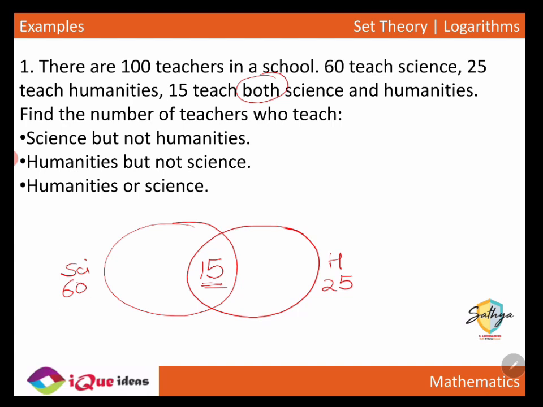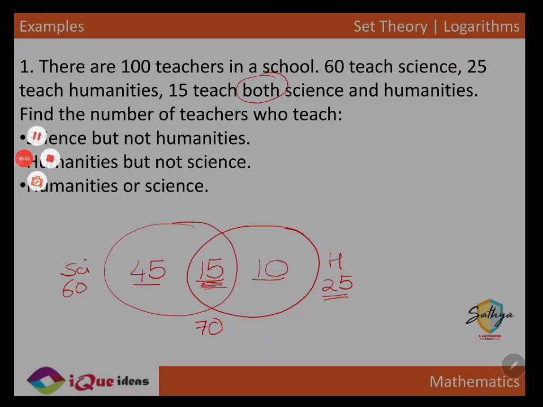So 60 minus 15, 45 teach only science. Similarly, out of total 25 humanities teachers, 15 teach science also. So 25 minus 15, the remaining 10 teach only humanities. So 45 plus 15, 60, plus 10. There are 70 teachers who are teaching either science or humanities.